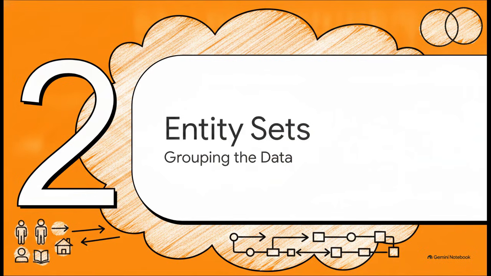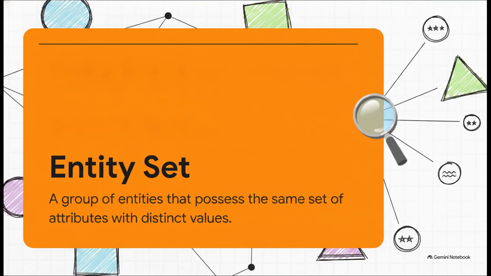Now that we've got a great grasp on what a single entity is, let's move right into Section 2, understanding entity sets and how we group this data together. An entity set is really just a group or a collection of entities that possess the exact same set of attributes. But here is the absolute crucial part. Each entity in that set holds its own distinct values for those attributes. This guarantees that no two entities in your entire set will ever be exactly alike. Every single entity remains distinct and identifiable.